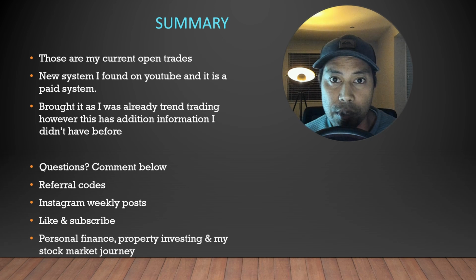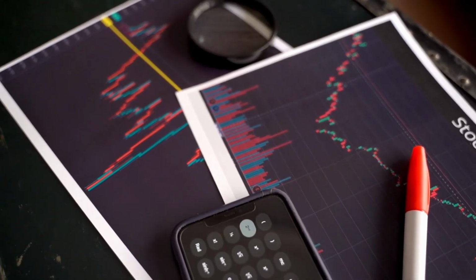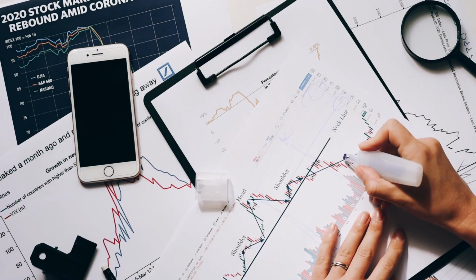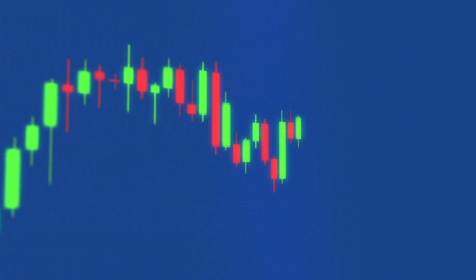I bought the system because it was kind of the same stuff that I was already doing before, but I didn't really know the name of it. But anyway, this is just additional information that I didn't know before and I do now. And it's good to use this website to double check my own trades and my own plan. Anyways, that's it for me tonight.